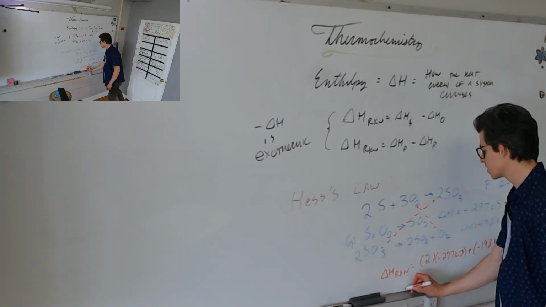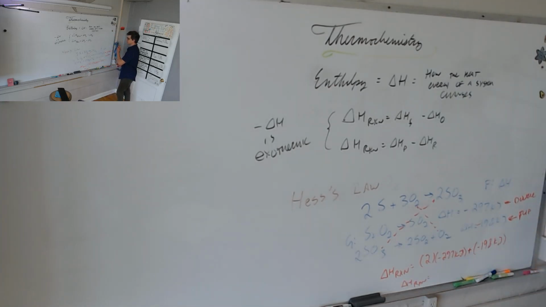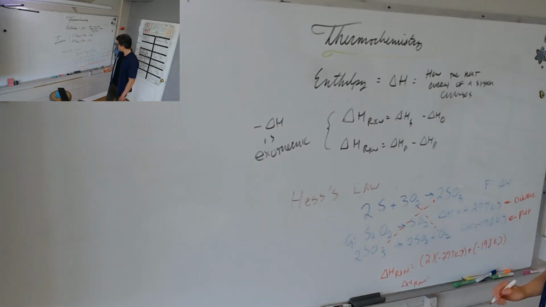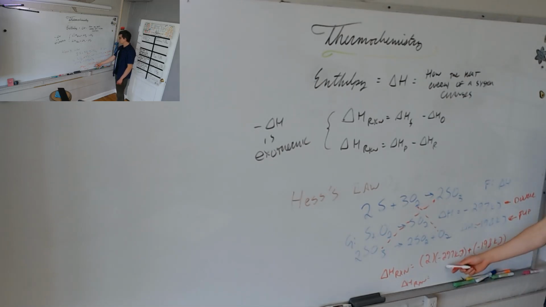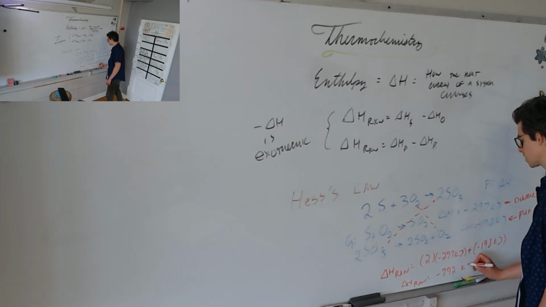And so for our reaction, delta H of the reaction equals, well, 2 times negative 297 is negative 594. So negative 594 plus negative 198 would be negative 803? Negative 800 and, no. 594, let's see, negative 600 minus 200 would be negative 800. So it's going to be negative 792 kilojoules, I believe.